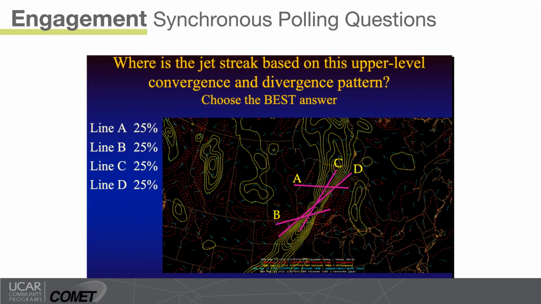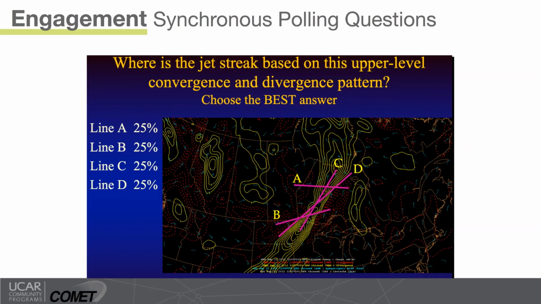So let's take a look at this polling question, and it is your turn to tell us, where is the jet streak based on this upper level convergence and divergence pattern? In a minute, you will see a question pop up on your screen, on your mobile device in Turning Point. For those who are going to ask the question of what is showing on this map, the answer is the yellow solid contours are divergence, the red dashed contours are convergence, and the cyan colored wind barbs are ageostrophic flow.